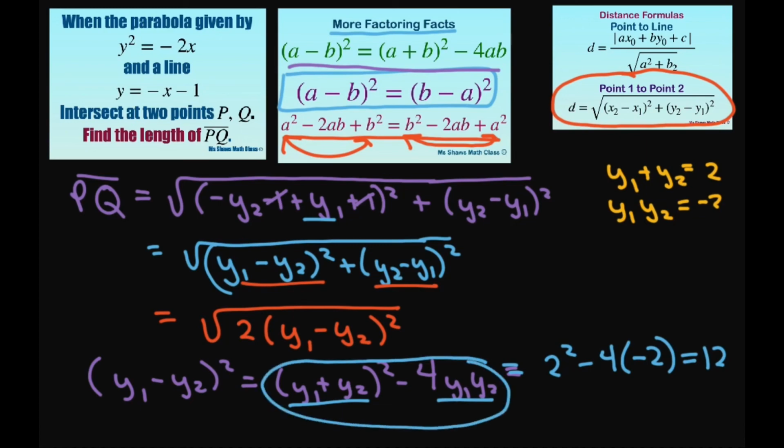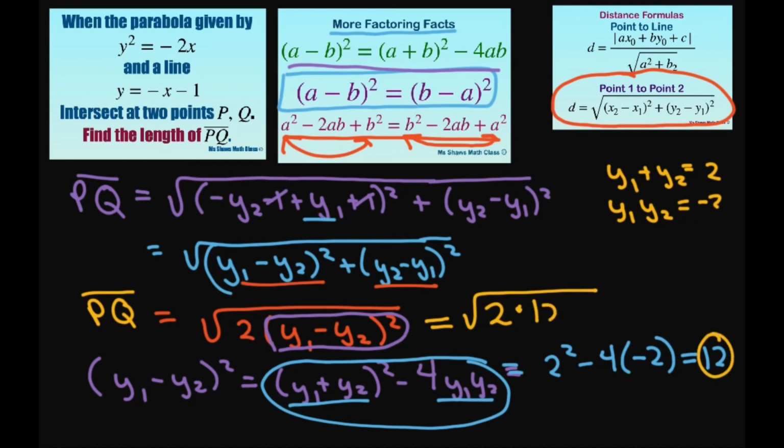All right. That's this part. So now we have our distance, PQ, is the square root of 2 times 12. And that's going to equal the square root of 24, which can be simplified to 4 times 6. So that's going to be 2 square root of 6. So either that one or this one.